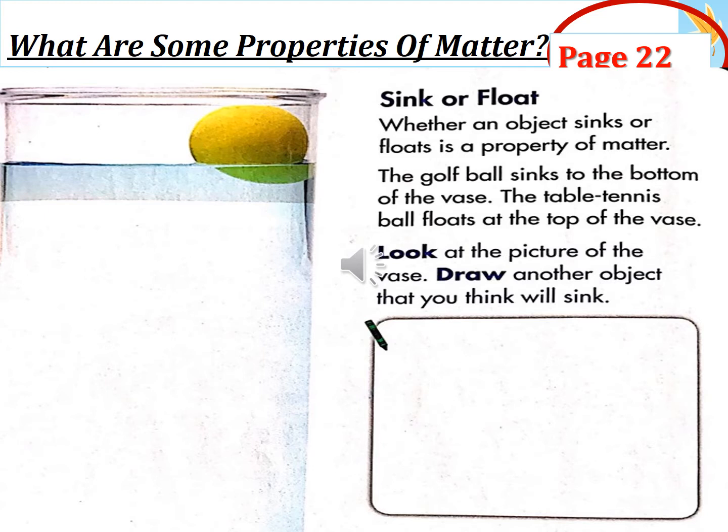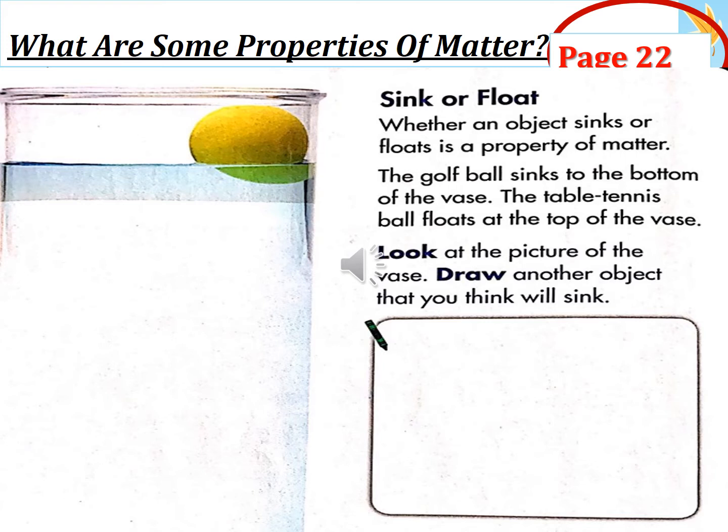Alright kids, we are now on page 22. Take a look at the picture. We are now on the sixth property of matter, sink or float. Whether an object sinks or floats is a property of matter. The golf ball sinks at the bottom of the vase. The table tennis ball floats at the top of the vase. Now, my question is, how do you decide if an object will sink or float?